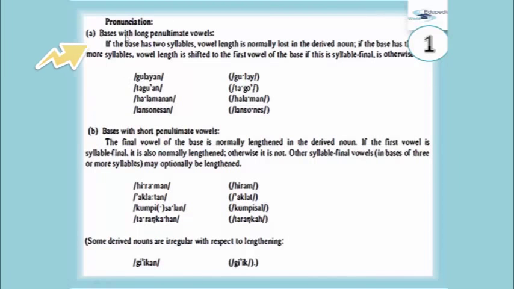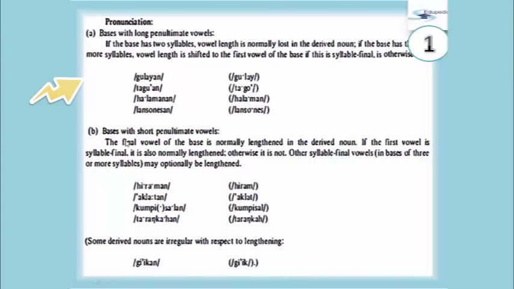Pronunciation. Bases with long penultimate vowels. If the base has two syllables, vowel length is normally lost in the derived noun. If the base has three or more syllables, vowel length is shifted to the first vowel of the base if it is syllable final. Otherwise, we have gulayan, gulay; taguan, tago; halamanan, halaman; lansonesan, lansones.